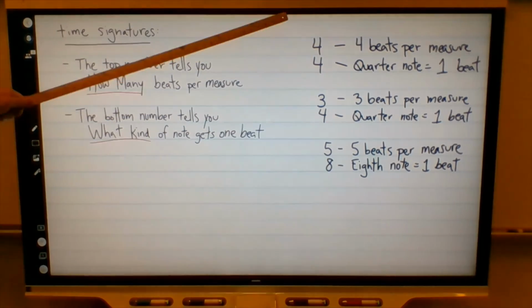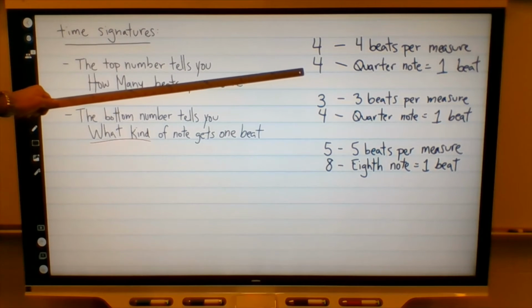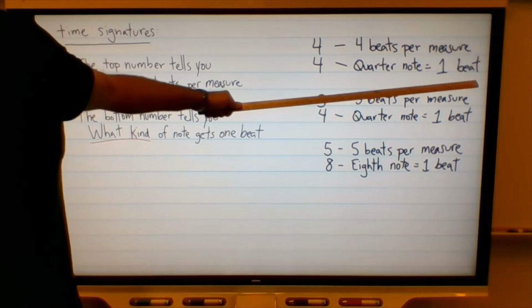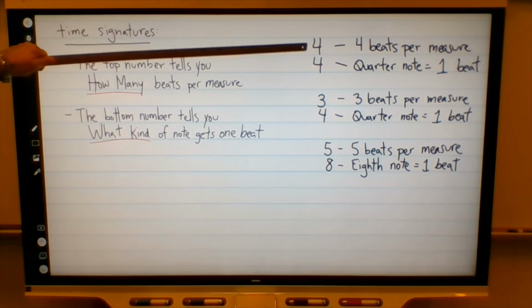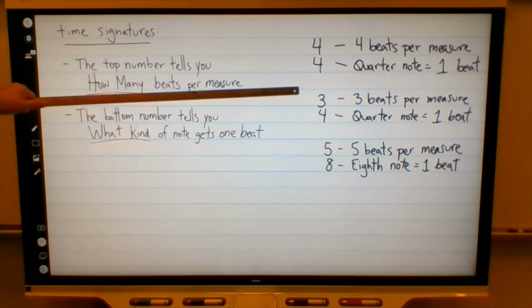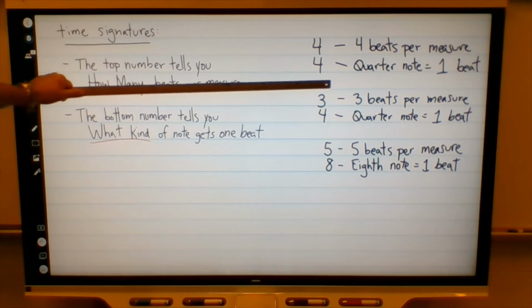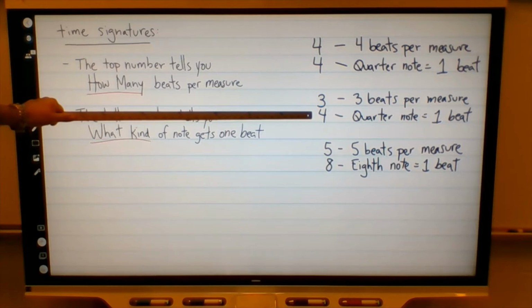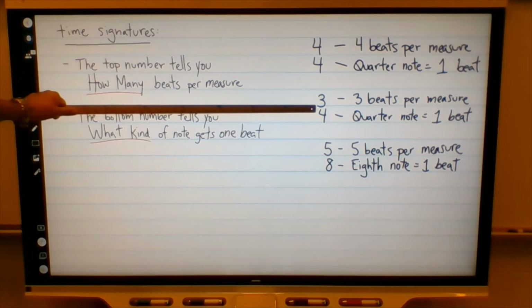So let's look over at 4/4. The top number is telling you there are 4 beats per measure, and the bottom number is telling you that a quarter note gets 1 beat. If we were to read this as a fraction, we might say 4/4 or 4 quarters. So the equivalent of 4 quarter notes. Let's look at the next one. 3/4 time. The top number is telling us that there are 3 beats per measure, and just like the one above, the bottom number tells us that the quarter note gets 1 beat. If we were to read this as a fraction, we might say 3/4 or 3 quarters. So we know that there are 3 quarter notes in every measure if we're in 3/4 time.